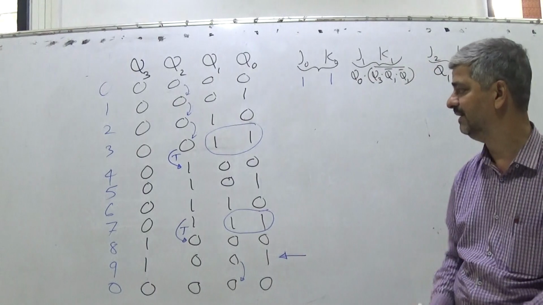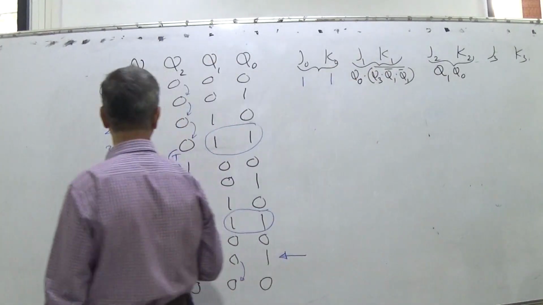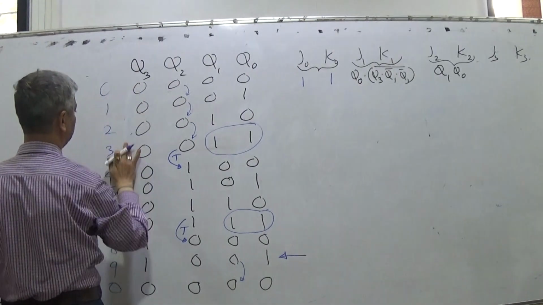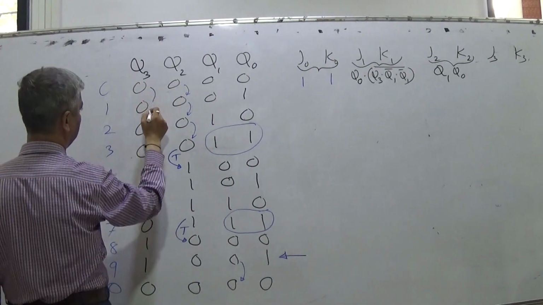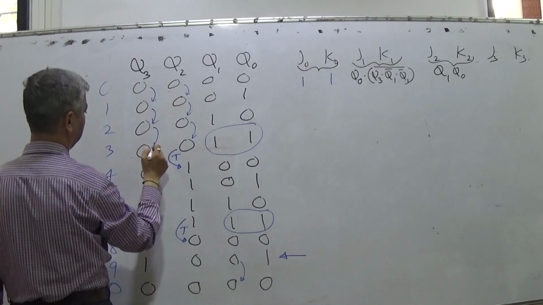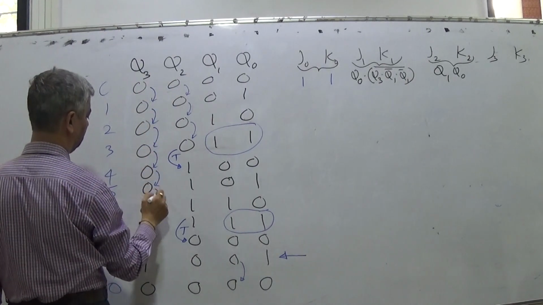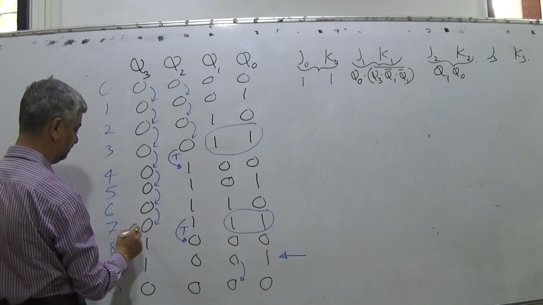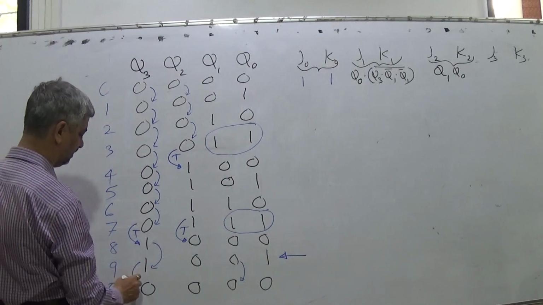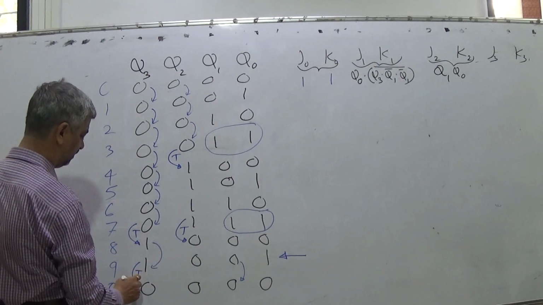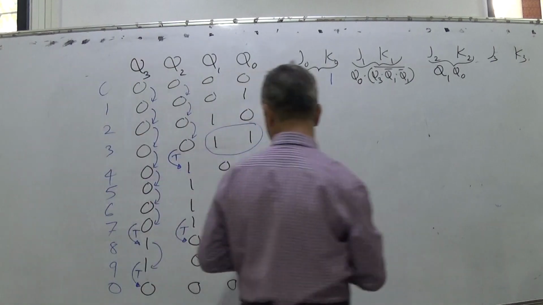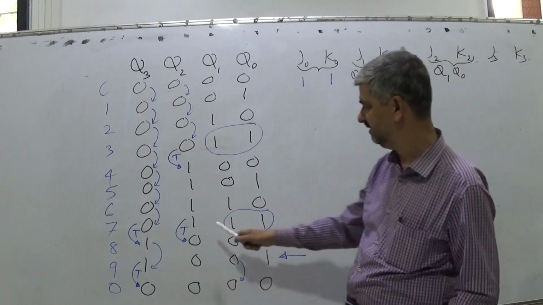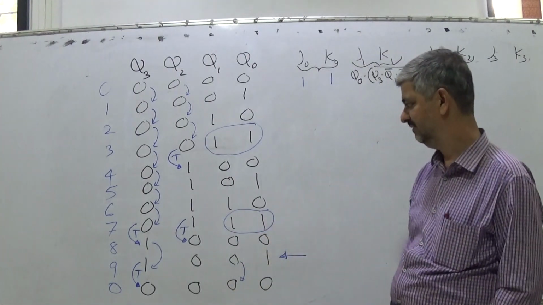For Q3, what are we finding? Maintain, maintain, maintain. Sorry, for maintaining I have used this direction. On this side, maintain, maintain, maintain, maintain, maintain, maintain, maintain, toggle, maintain and toggle. So there are two togglings. This toggling is when this is 1, 1, 1.